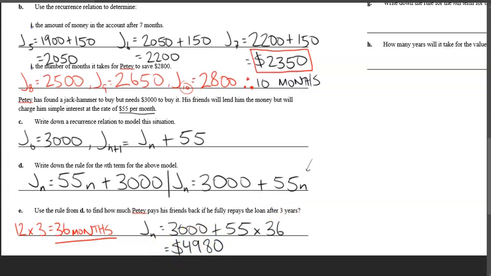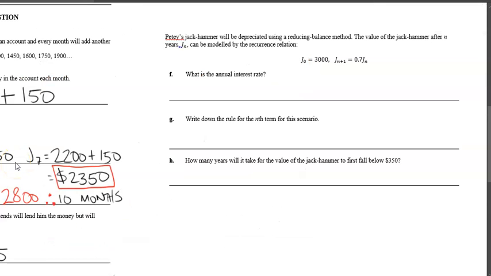In other words, if PT does not touch this, does not pay back his friends for 3 years, and then he decides, okay, at the end of the 3rd year, I'll pay the amount, I'll make it a 3-year loan, this is how much he has to pay back. So there's an additional $1,980 worth of interest that goes back to his friends. Lucky friends. The next question looks at PD's jackhammer being depreciated.